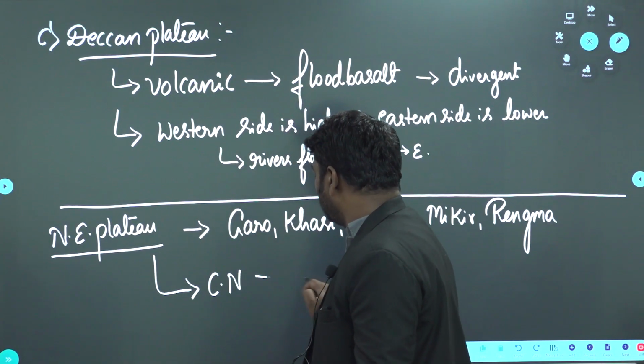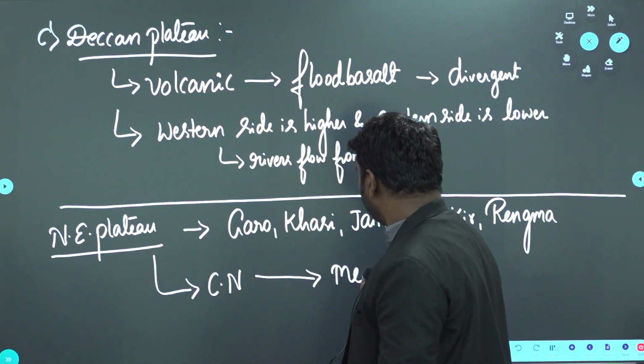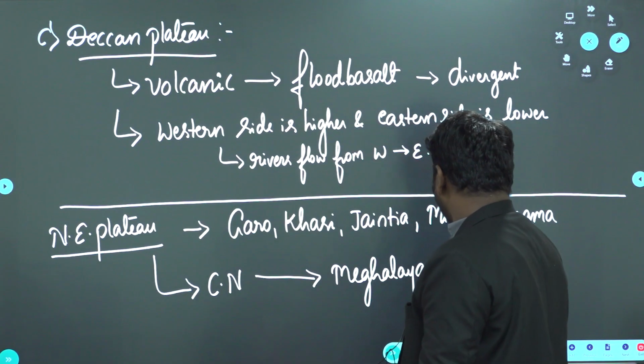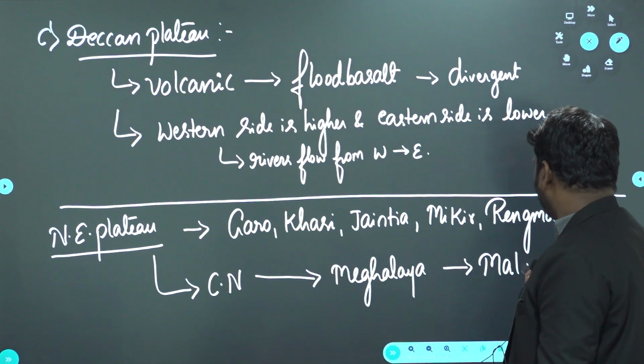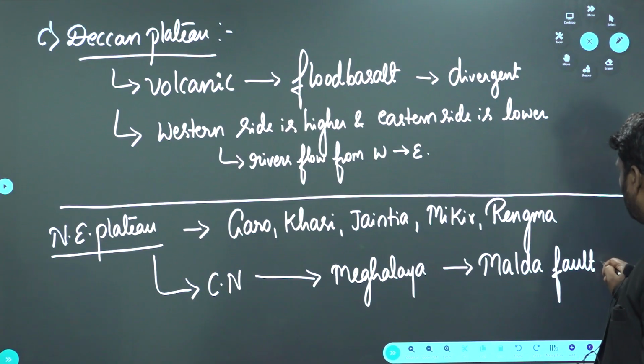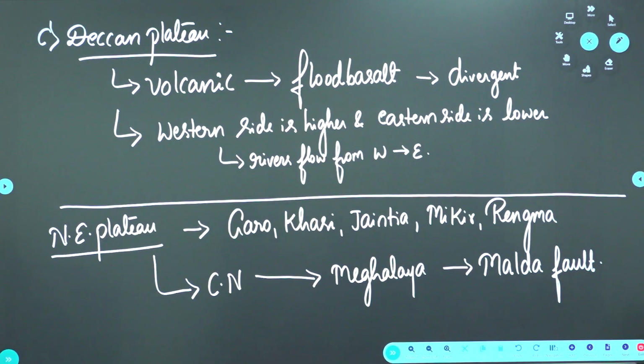Chota Nagpur is separated from Meghalaya by a fault called Malda Fault, Malda Gap. Fine. Okay. Next.